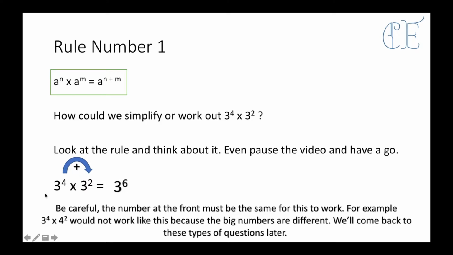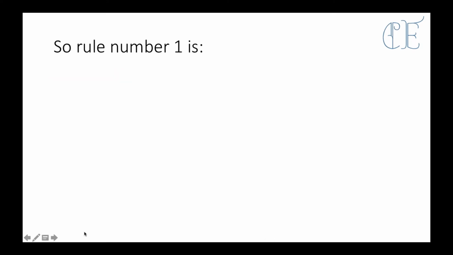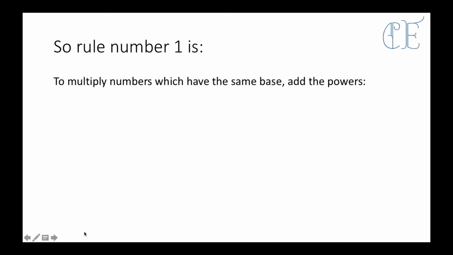Okay, for example, we couldn't do 3 to the power of 4 times 4 to the power of 2. We'd actually have to work out the answer. So you'd have to work out 3 times 3 times 3 times 3, and then work out that bit, and then do 4 times 4, and then times them together, which would take forever, so we would not get you to do that. Okay, so rule number 1 then is to multiply numbers which have the same base, that same big number, you just add the powers, okay? So if you want to write that rule down, then go ahead. Okay, if you're taking notes, which I hope you are during all of these lectures.